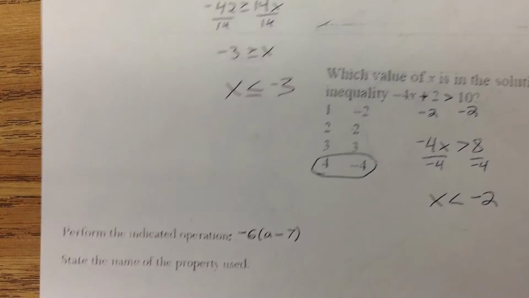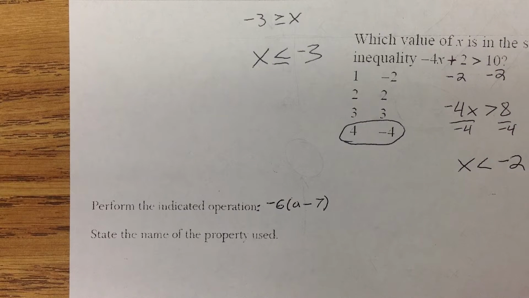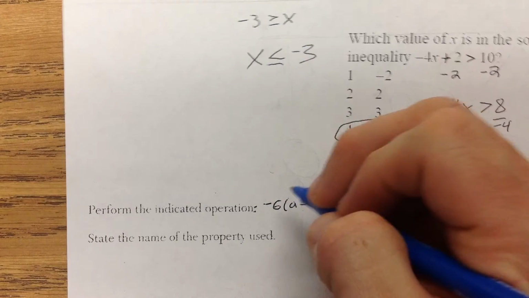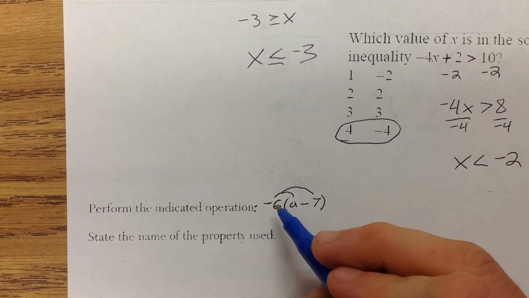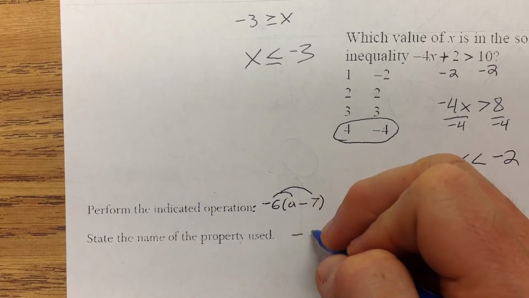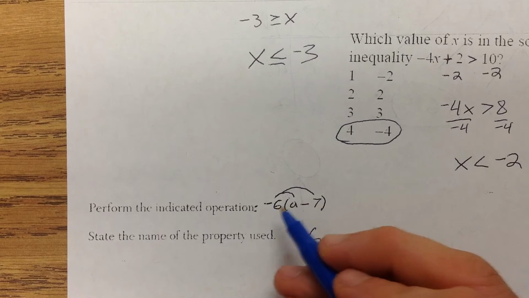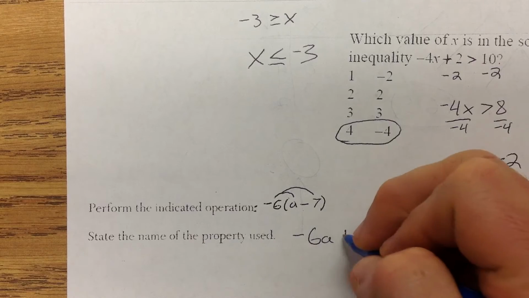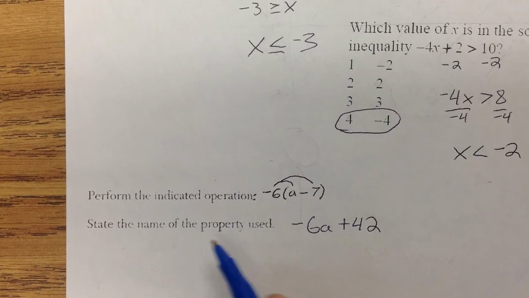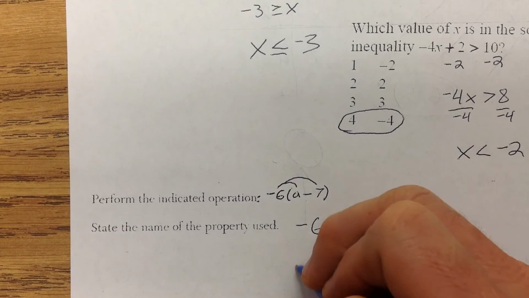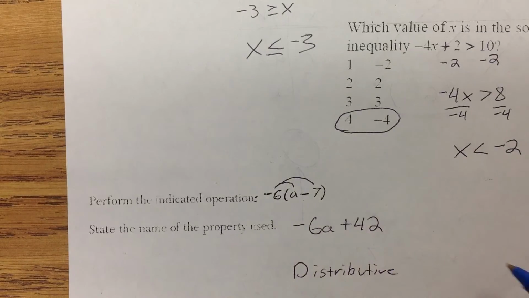Okay? Final question on here. It says perform the indicated operation and then state the name of the property used. This is something we've done a lot. This is distribution. So we're going to do negative 6 times a, which is going to give us negative 6a. We're going to do negative 6 times negative 7. Negative times a negative is going to be a positive 42. So that's us performing the indicated operation. Now we just have to state the name of the property, and that is the distributive property.